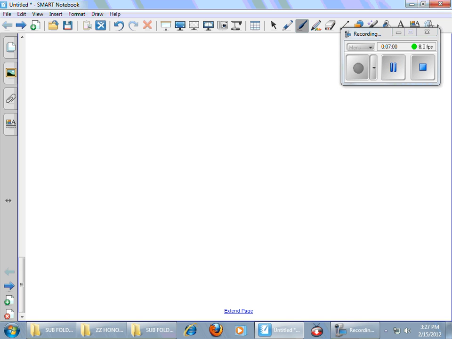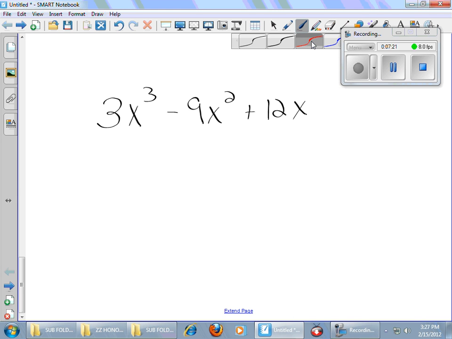Here, you try this one. Let's go with 3x cubed minus 9x squared plus 12x. Okay, go ahead and pause the video, see if you can factor this by using the GCF, or the greatest common factor. All right, let's see here.